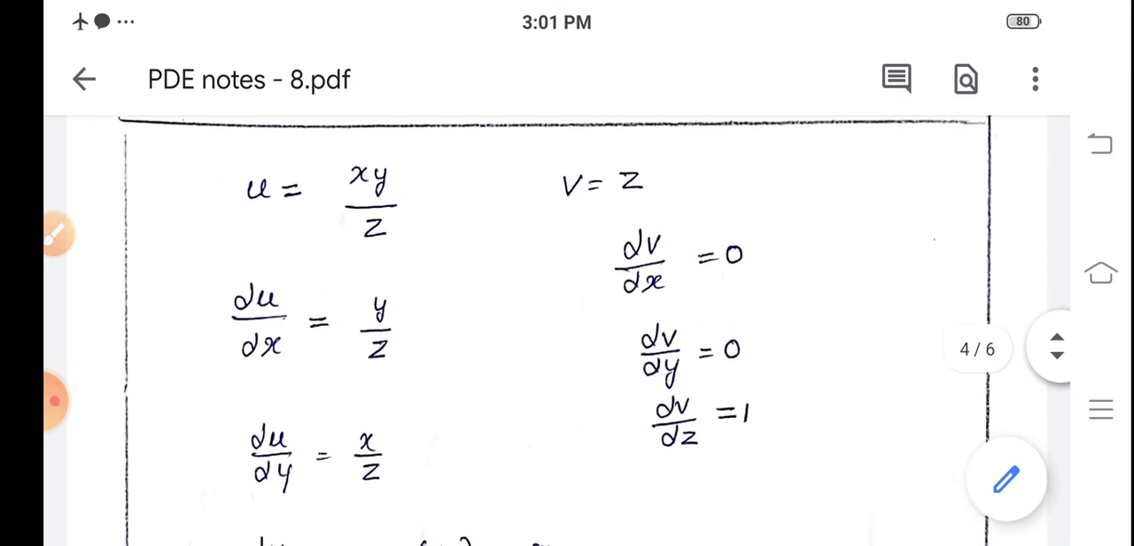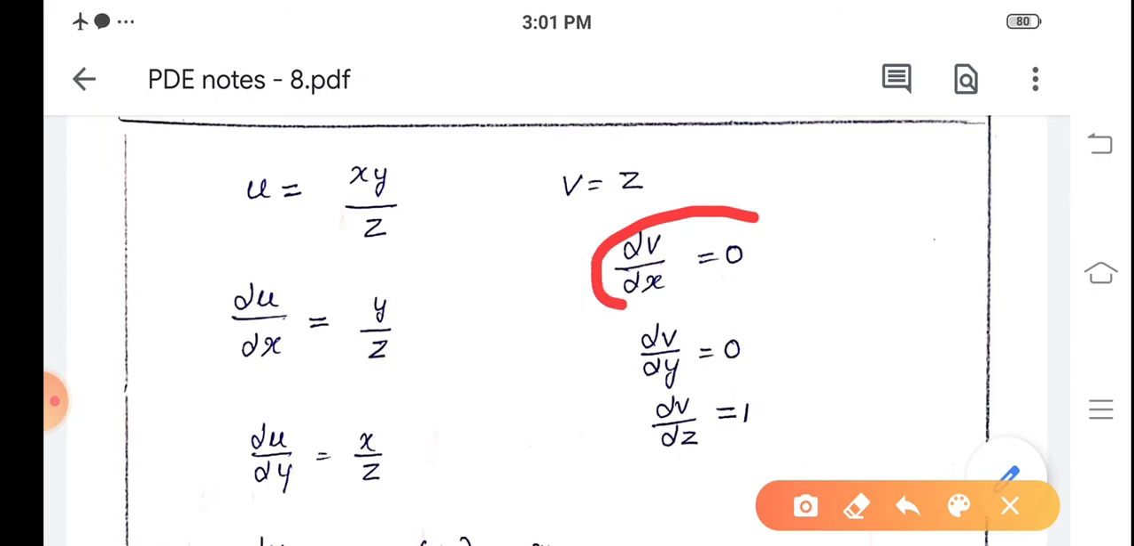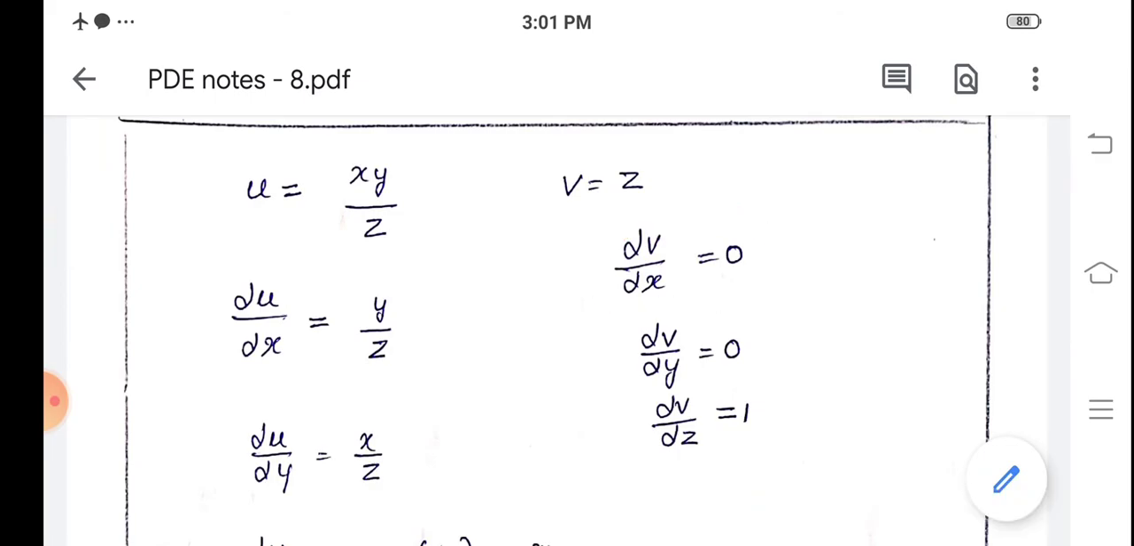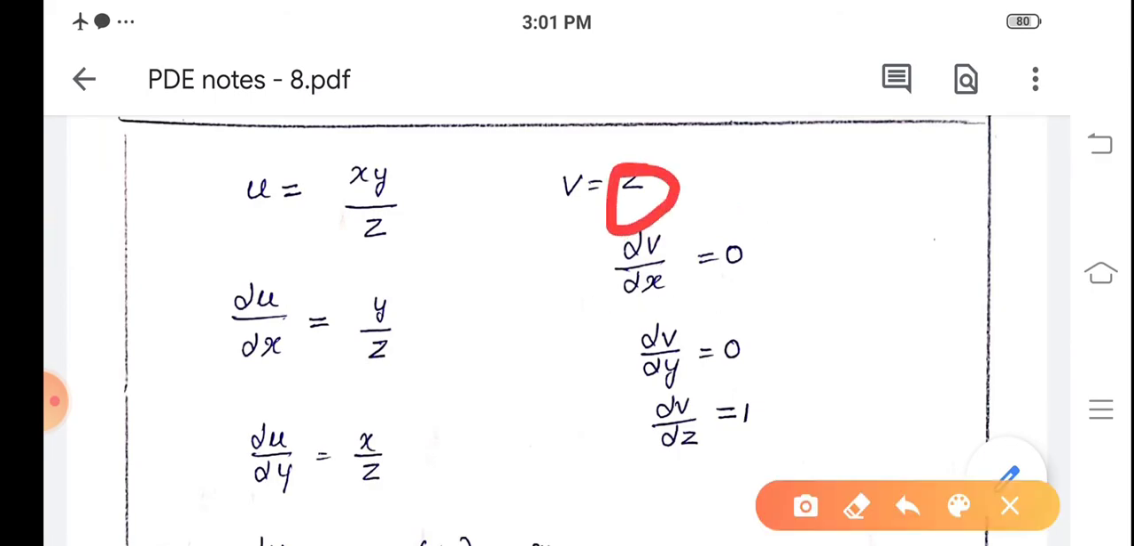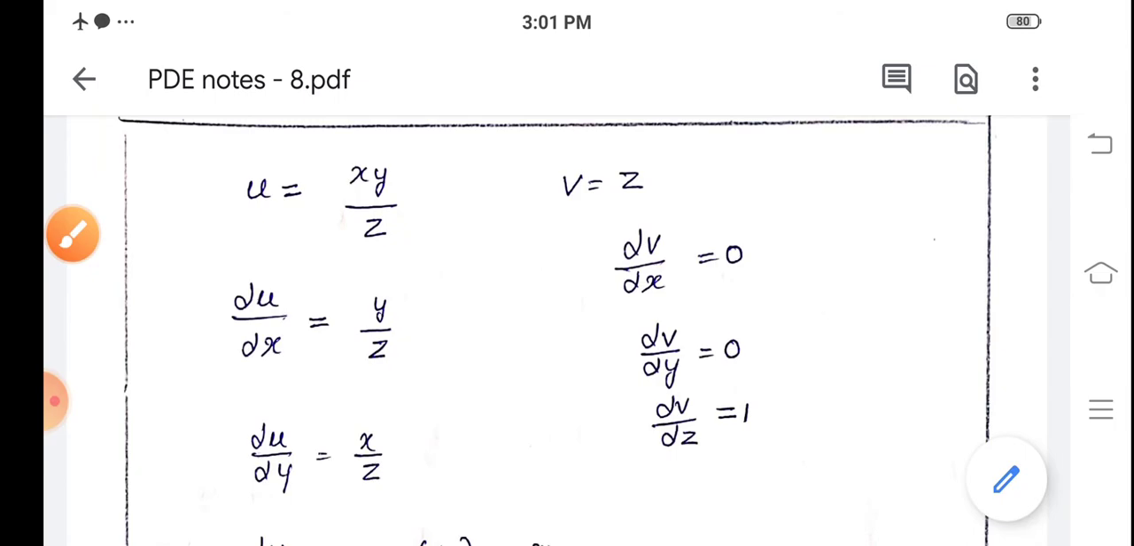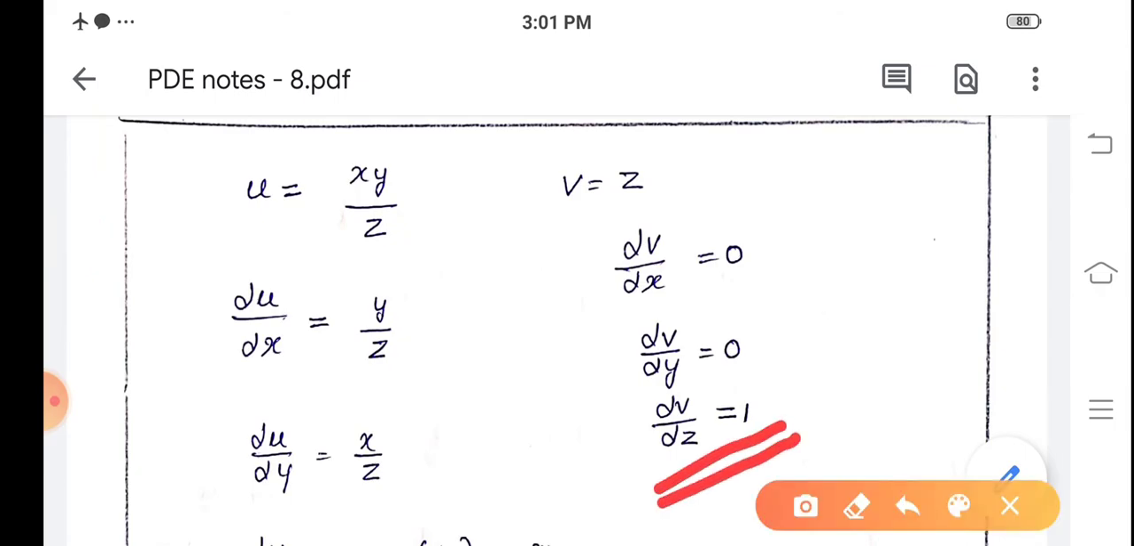Now, we write partial derivative of v with respect to x, y and z. Partial derivative of v with respect to x is 0 because here we have the function z. So, partial derivative of z with respect to x is 0. Then partial derivative of v with respect to y is also 0. Partial derivative of v with respect to z is 1 because here we have v is equal to z.